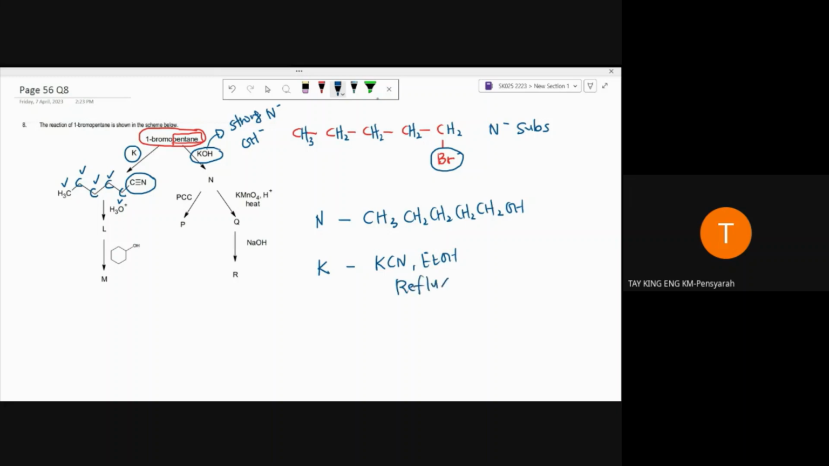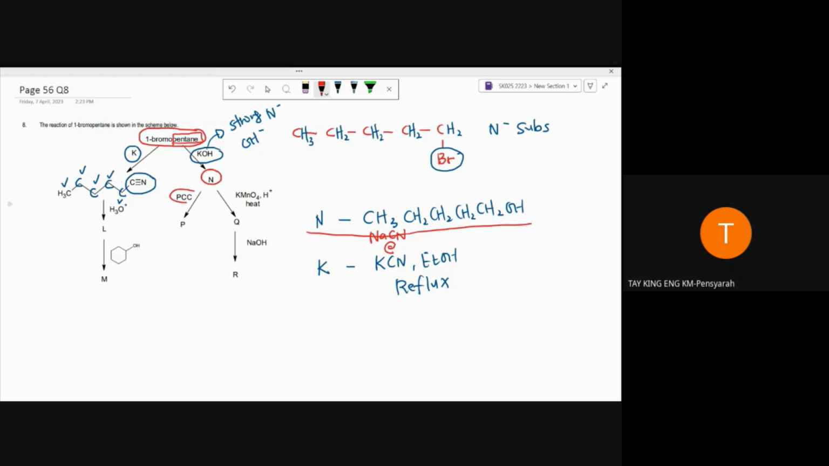If you are the one who suggests the answer, we will always encourage students to include the condition as well. Okay, so if you say, "Miss, I don't want to use KCN, boleh kah?" Boleh. So you have another choice, which will be NaCN. Okay, so then now kita sudah nampak N ini is the alcohol.